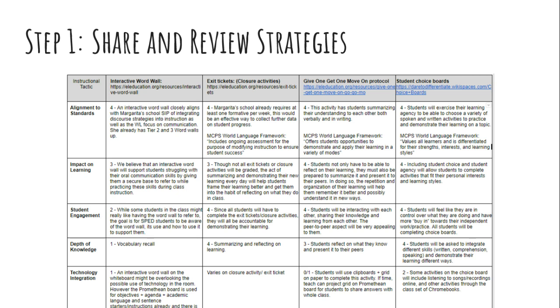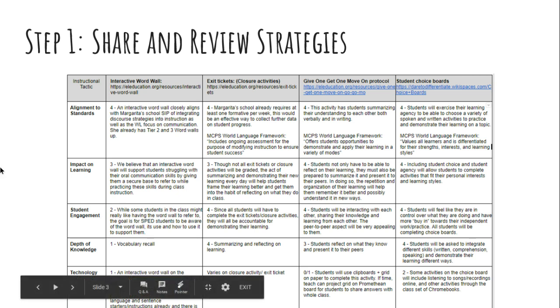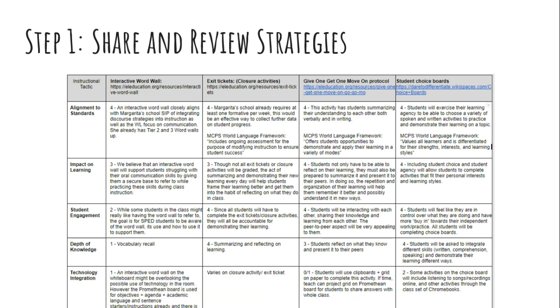So step 1 was to share and review the strategies that each of us found. Erica and I both brought 2 different strategies we wanted to share with each other during our meeting. I shared the interactive word wall and exit tickets, and Erica shared her strategies of the give one, get one, move on protocol and the student choice boards.